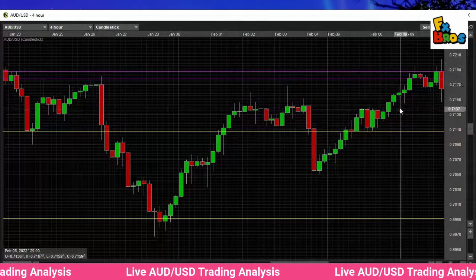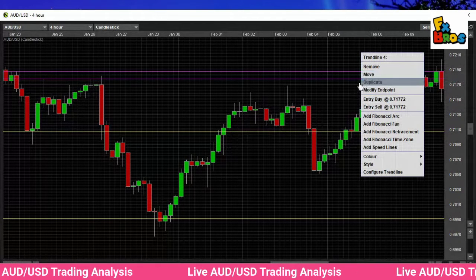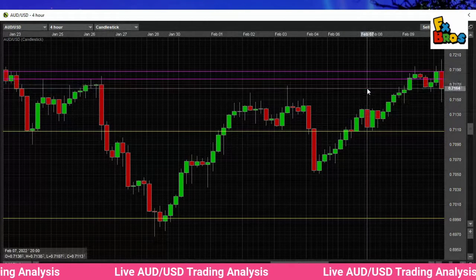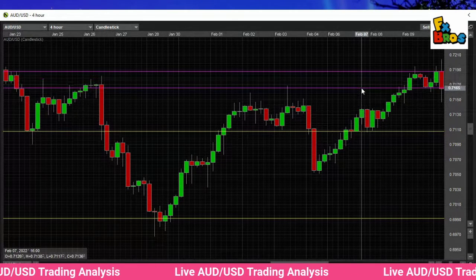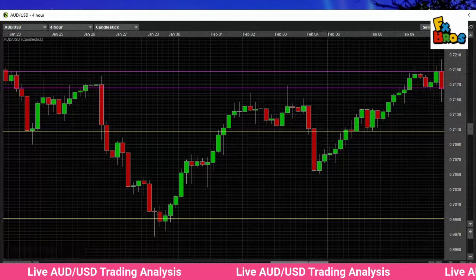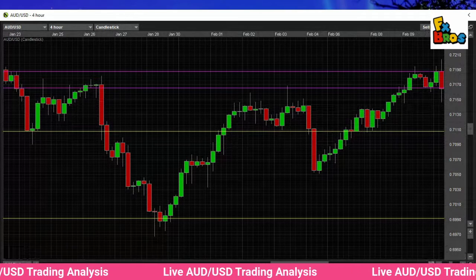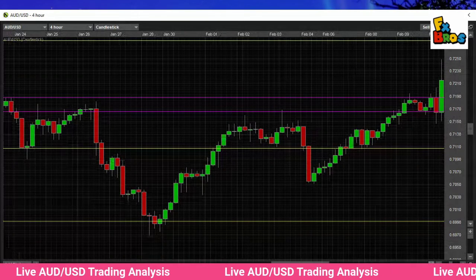I'm gonna expand this zone up here, and then I'm gonna expand this zone to right there. And now we're looking for another breakout. Let's see what the next candle does. Bam. Big Daddy.